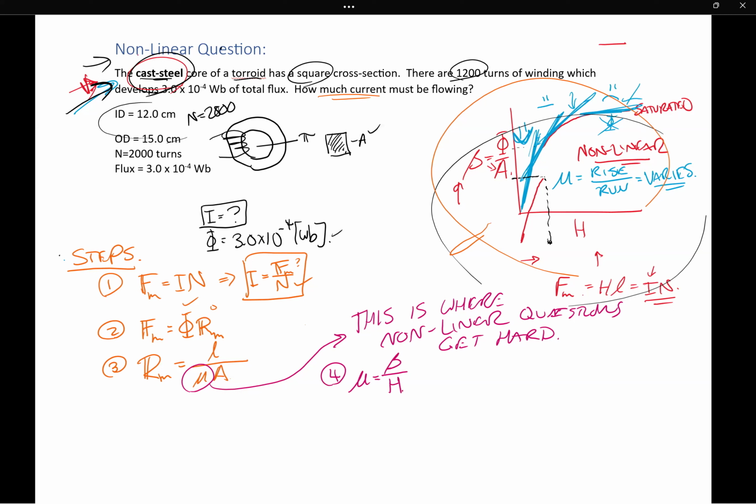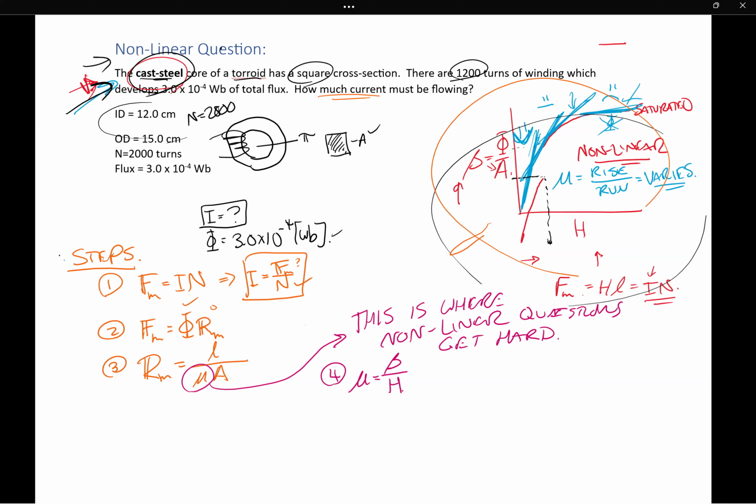The outer diameter is 15, the inner diameter is 12, 13, 14, 15, right? So then it must be 1.5 by 1.5. It says it's square. So that's in centimeters. So I do have the cross-sectional area. All right, good. So I can substitute in my values here. I'll just do one of them for you.